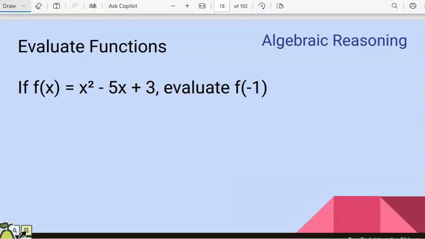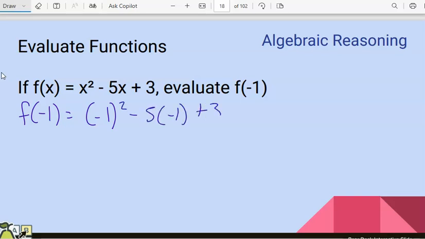Okay, try this one. If f of x equals x squared minus 5x plus 3, evaluate f of negative 1. Pause the video and try this one first. Alright, to do this one, instead of x, we plug in negative 1. So 1 plus 5 plus 3. 9 is your answer.